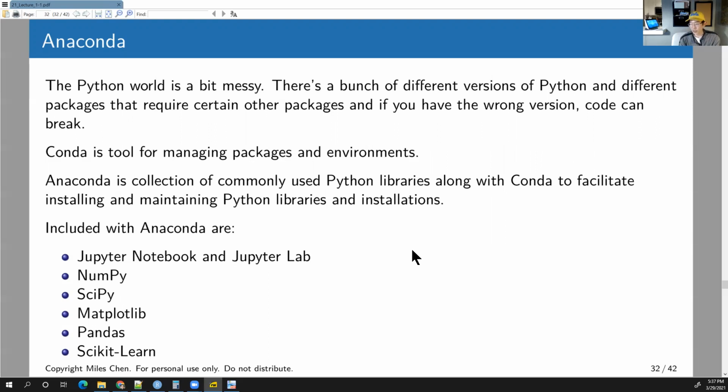Conda is a tool that manages these packages and environments to keep track of which versions are compatible with what. And Anaconda is an organization that has created this installation package that, when you download and install it, installs Python and a lot of the libraries, packages, and modules that are important for data science. So it's going to include things like Jupyter Notebook and Jupyter Lab, NumPy, SciPy, Matplotlib, Pandas, and scikit-learn. A bunch of other stuff as well.